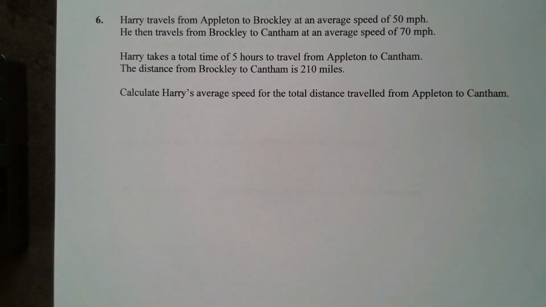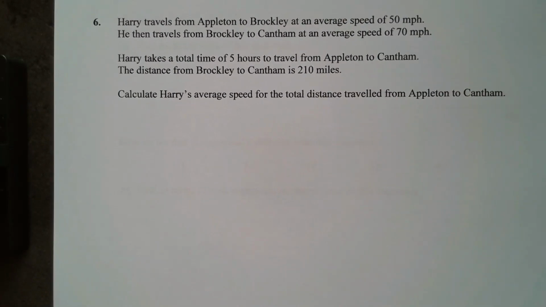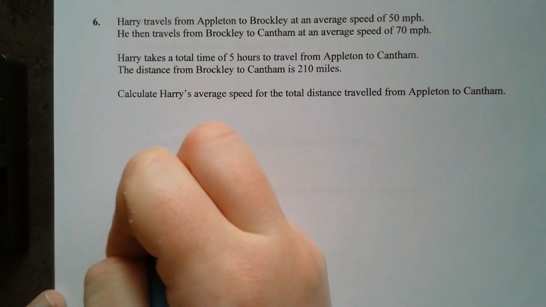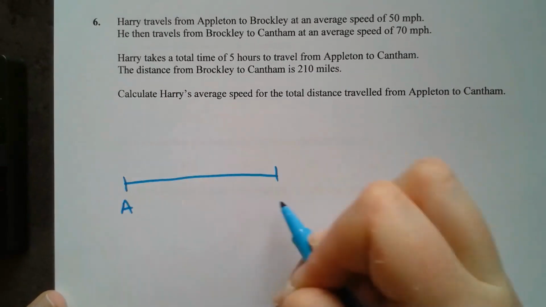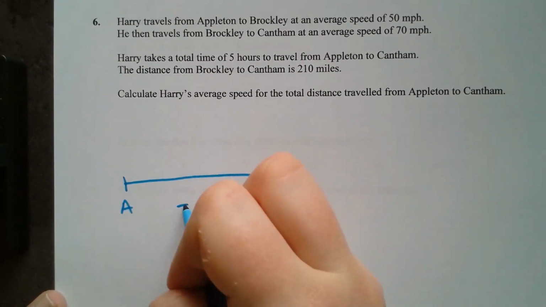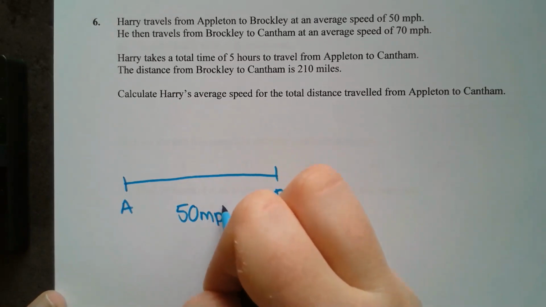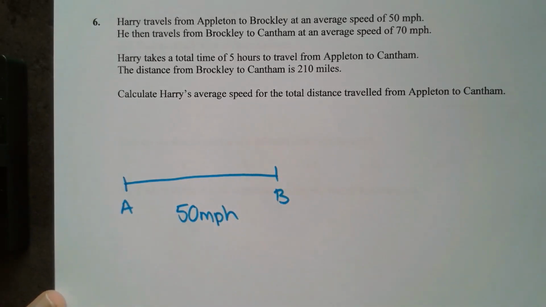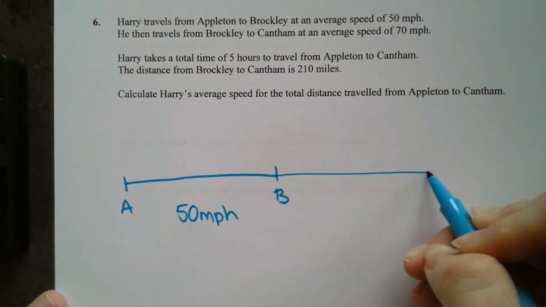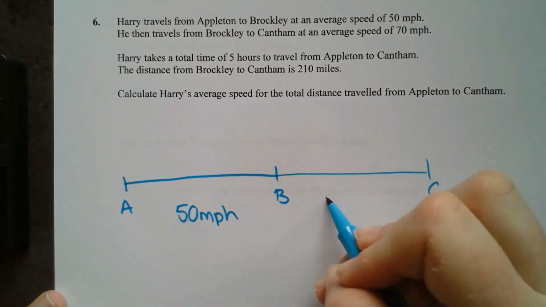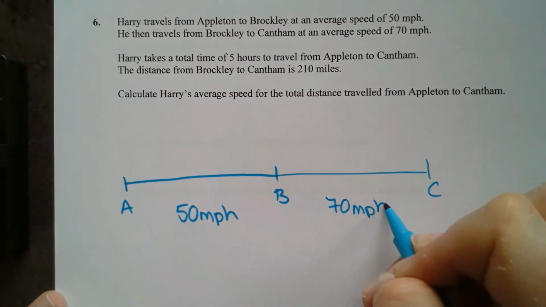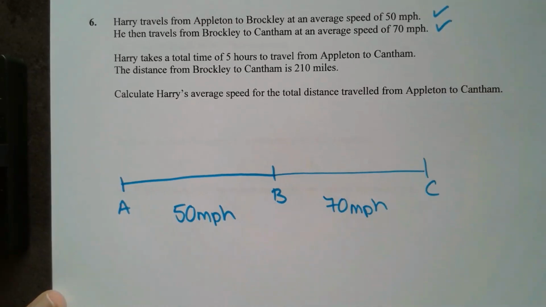Our next question is a speed, distance, time question. What I'm going to do is draw myself a diagram using each piece of information. Harry travels from Appleton to Brockley at an average speed of 50 miles per hour. He then travels from Brockley to Cantham at an average speed of 70 miles per hour. So far I've used these two pieces of information.